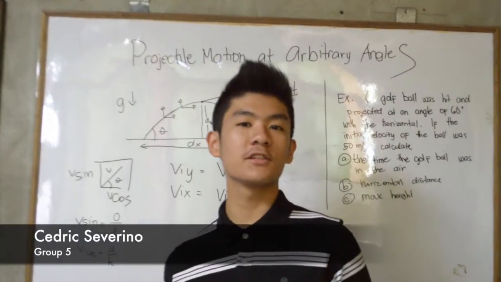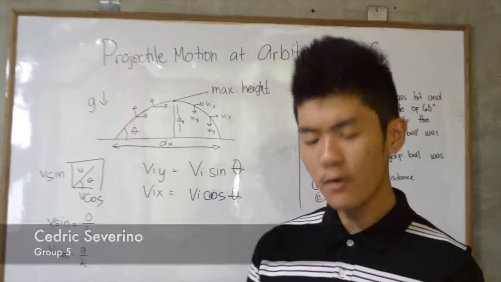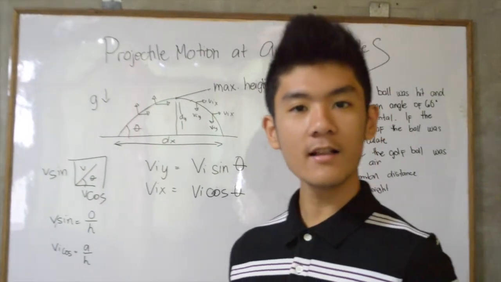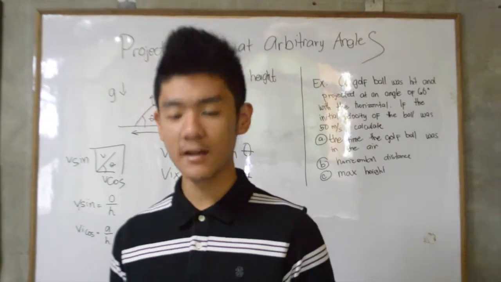Today in class I'm going to teach you about projectile motion. The motion of a ball is an example of projectile motion. The ball is a projectile and the path it travels is its trajectory.